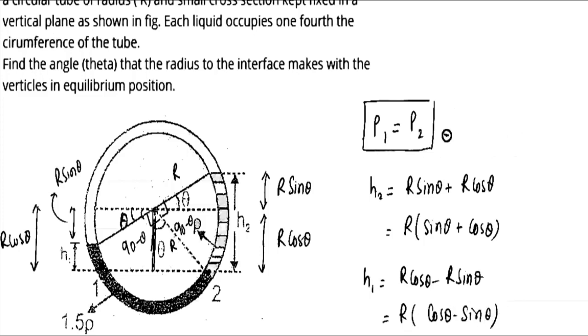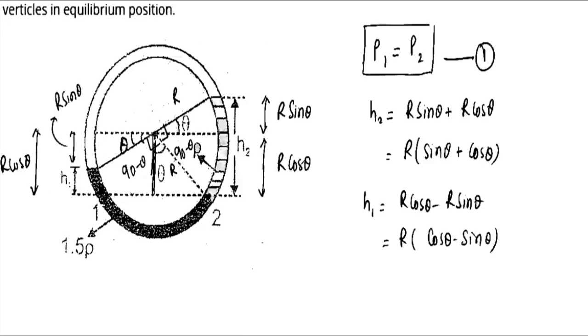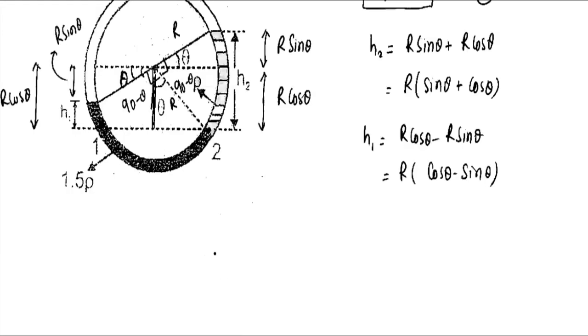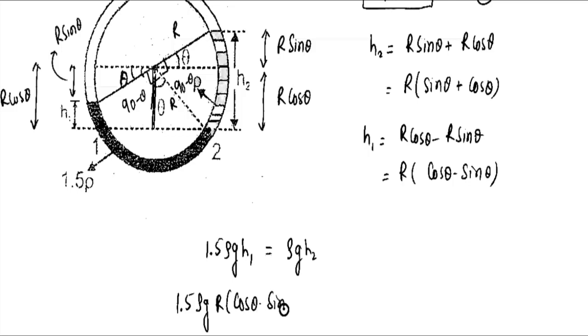Now we will use the equation p1 is equal to p2. So p1 is equal to 1.5 rho g h1 and p2 is equal to rho g h2. Putting the values of h1 and h2: 1.5 rho g r times cos theta minus sin theta is equal to rho g r times cos theta plus sin theta.